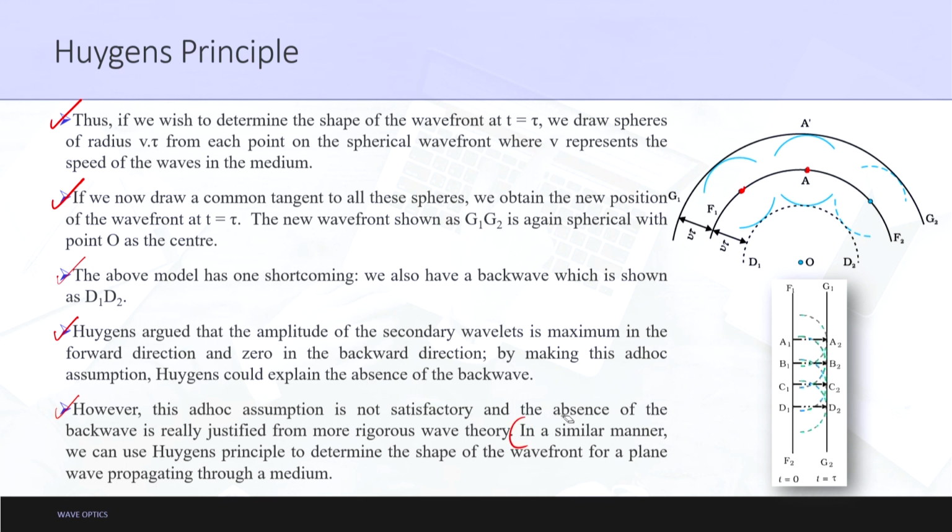So, in a similar manner we can use Huygens principle to determine the shape of the wave front. It is quite evident that the shape of the wave front is again a plane, the plane shape of the wave front for a plane wave propagating through a medium. So, this was a complete explanation and example of Huygens principle being applied to find the wave front at t equal to tau, given that you know the wave front at t equal to 0.